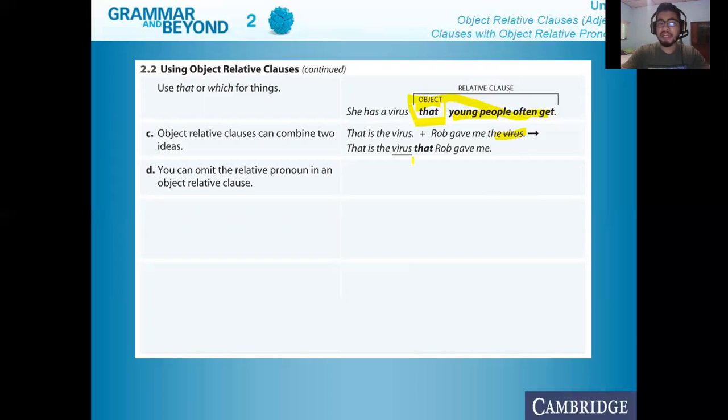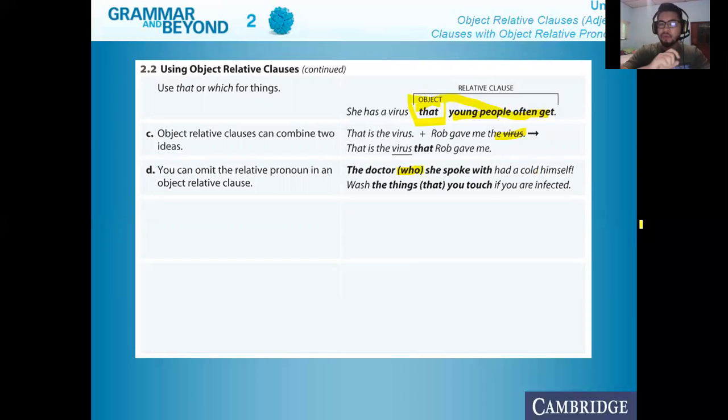You can omit the relative pronoun in an object relative clause, as I was mentioning before. For example, you can have the doctor who she spoke with had the cold himself. Who she spoke with. I can eliminate the who, and it will make complete sense as saying the doctor she spoke with had a cold himself. No problem whatsoever in using it in that regard. Watch the things that you touch if you are infected, okay? Watch the things that you touch if you are infected. Over here, we can eliminate that and it's going to make the same sense.